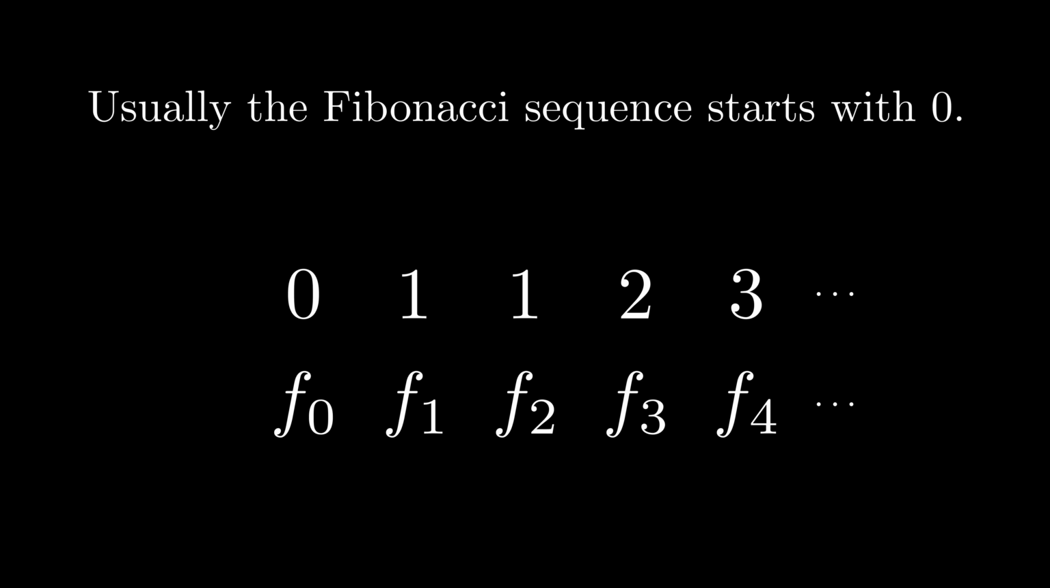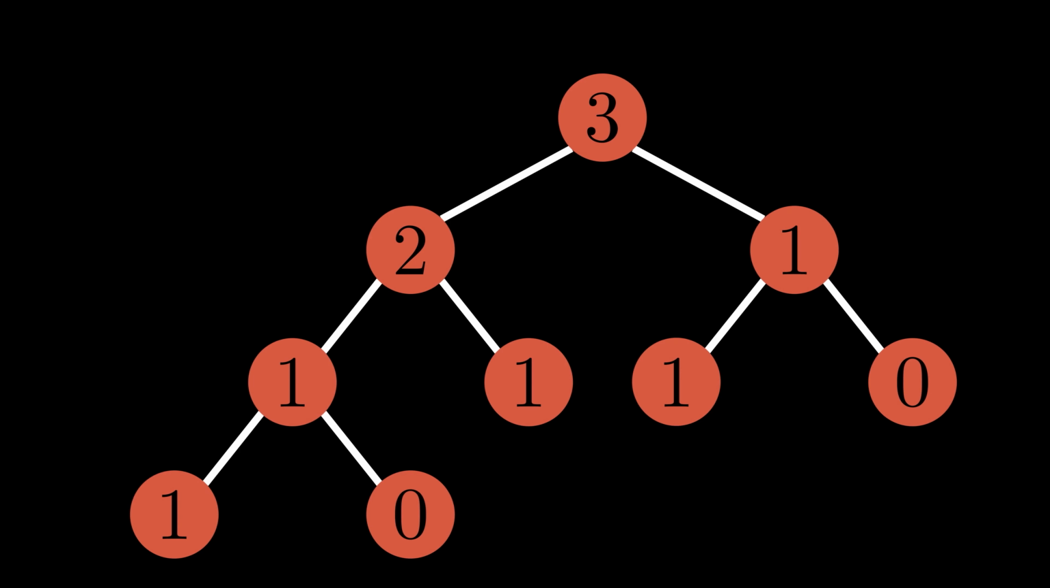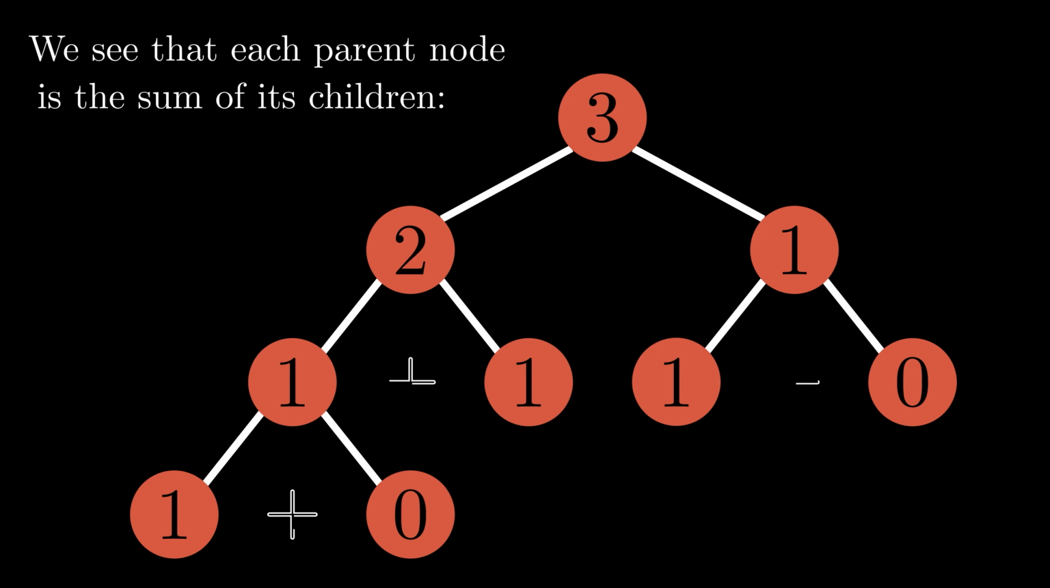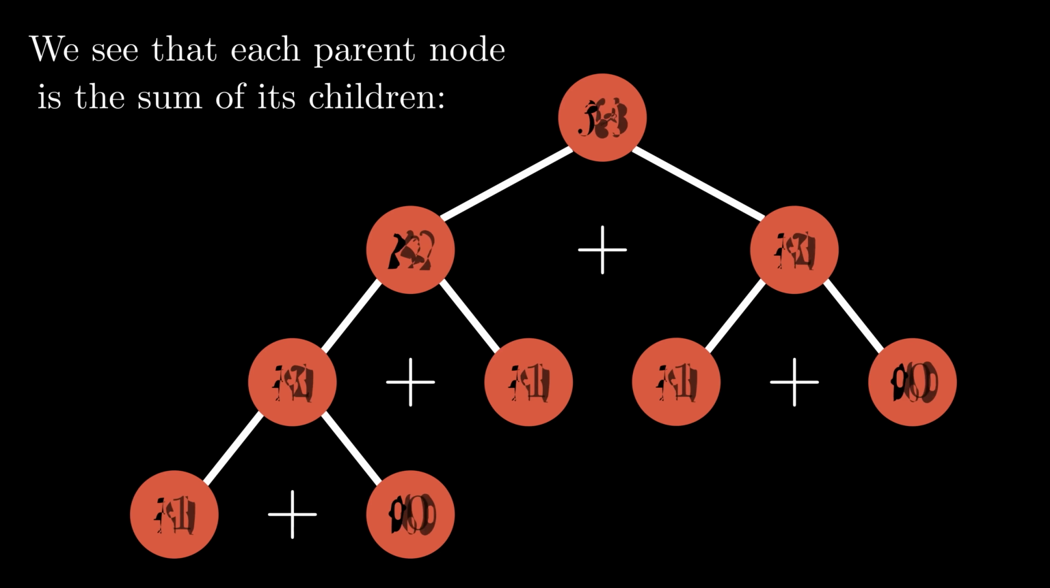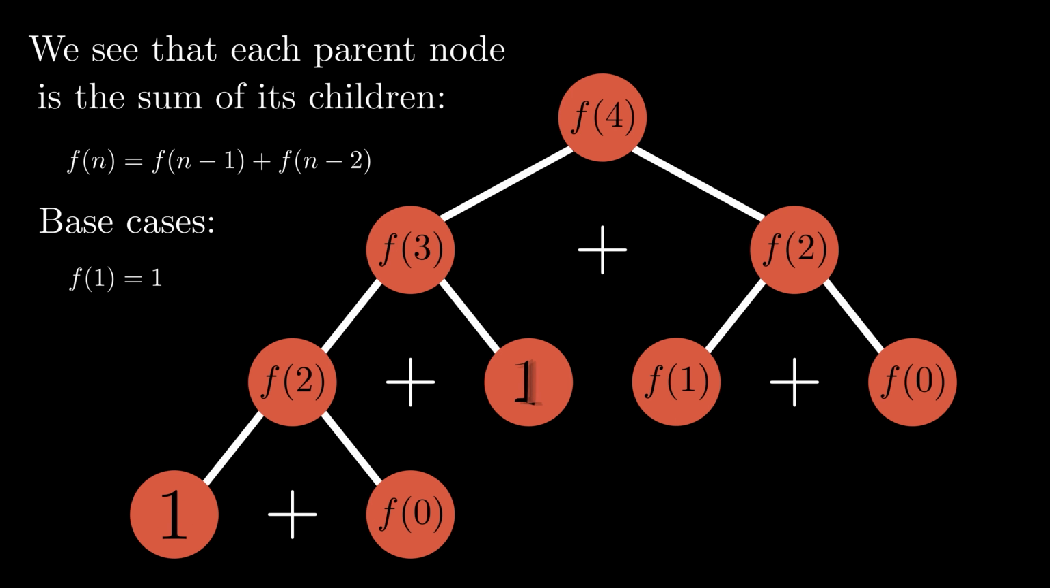Our next goal is to derive a recursive implementation of a function that returns the nth Fibonacci number. Since each number is the sum of its predecessors, we can construct the following recursion tree. Here we can observe that each parent node in the tree is the sum of its two child nodes. Moreover, we see that f of n is equal to f of n minus 1 plus f of n minus 2. In the base case, when the input is equal to 0 or to 1, we define the output as 0 or 1, respectively.